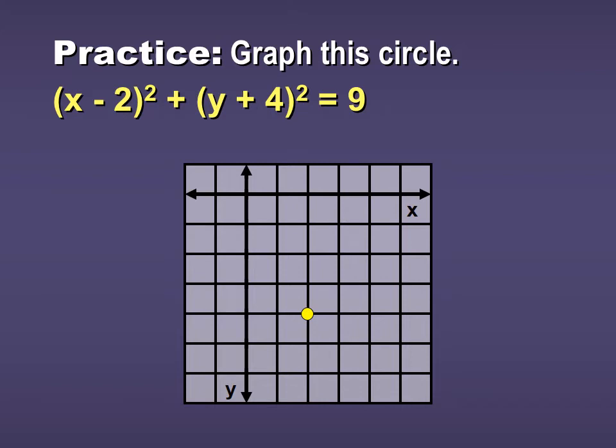Now we need to figure out the radius. Well, 9 represents r squared, which means the radius is 3. So we can go 3 from the center in all directions: 1, 2, 3, and that is where the circle expands to. Notice that this is 3 away in all directions.